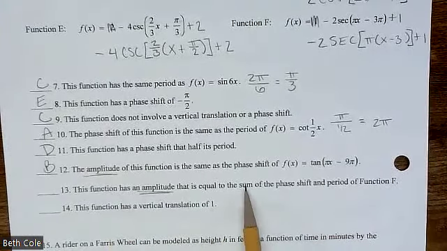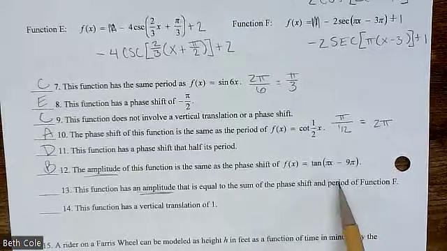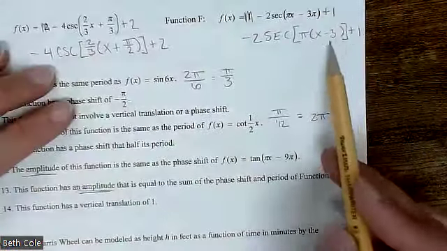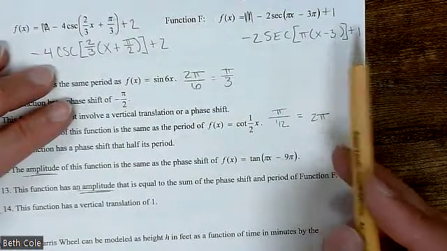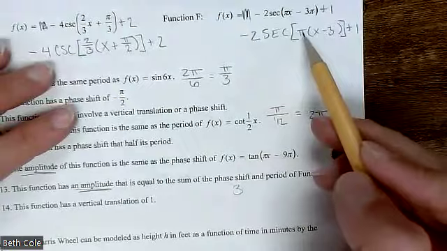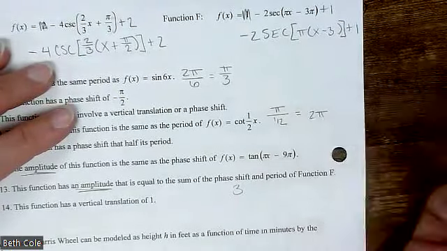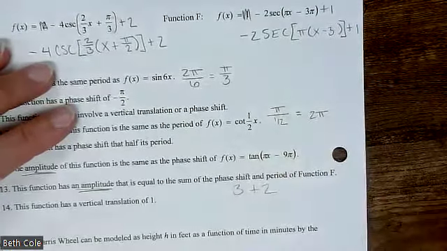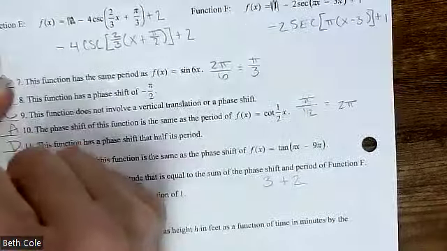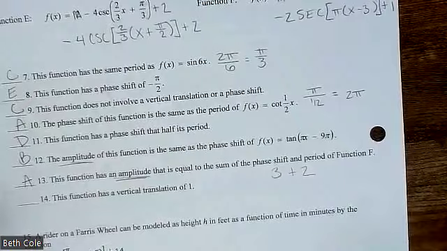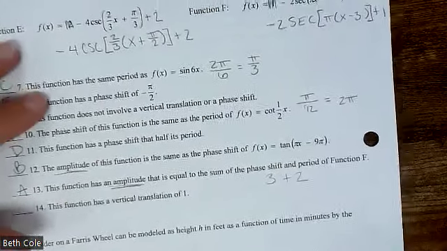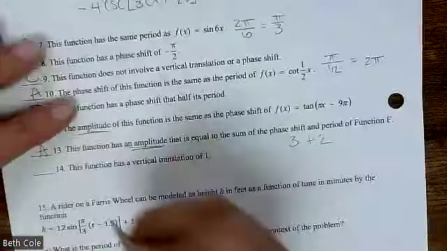This one also says amplitude, so it's either A or B again. Amplitude is equal to the sum, that means adding, phase shift and period for function f. All right, so here's function f. The phase shift is 3. And the period would be 2pi/pi, which would be 2. So 3 plus 2, which is 5. So the amplitude of 5, that one's A. And then vertical translation of 1. So which one's got a +1 in it? That's good. Perfect.